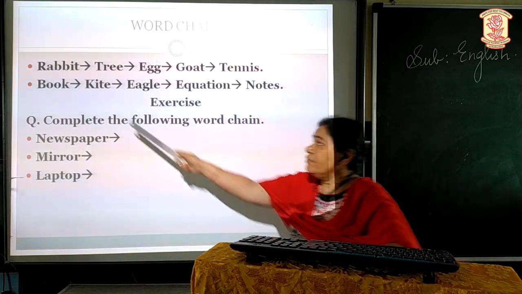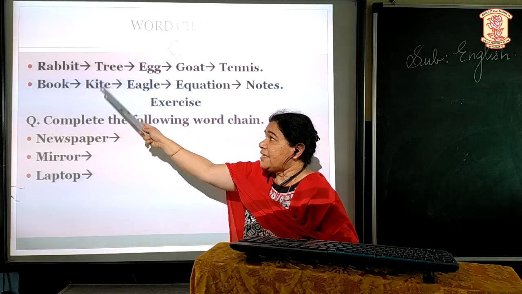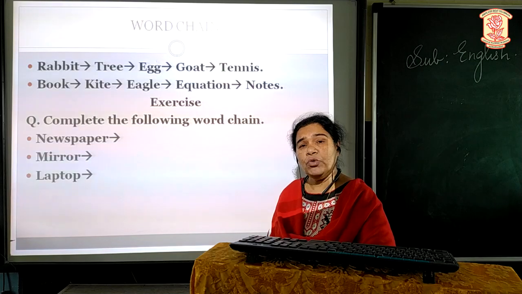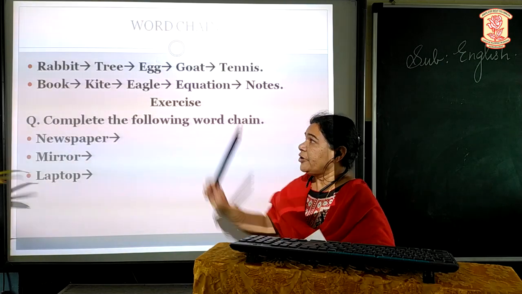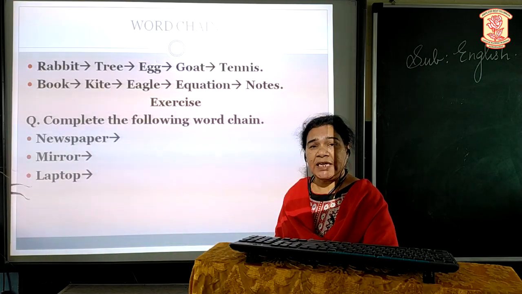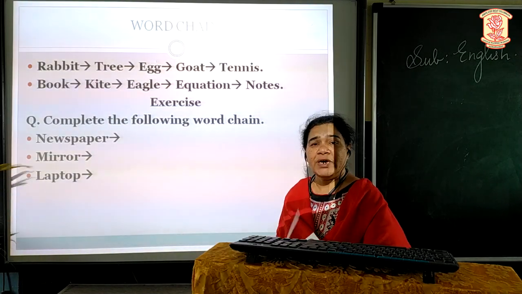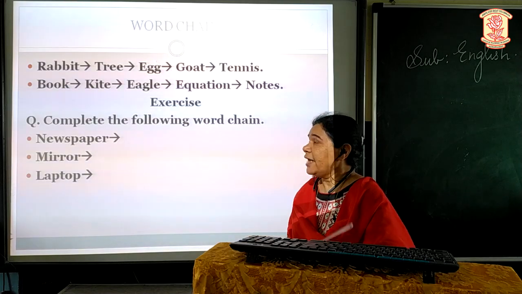For example, I have written here rabbit. Rabbit ends in T. The last alphabet of rabbit is T. Begin a new word with T. I have written tree. Tree ends in E. The last alphabet of tree is E. Begin a new word with E. I have written here egg.